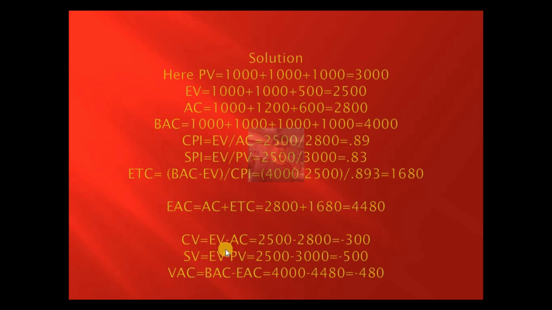Schedule variance is how much we are deviating from the schedule. By the end of day 3 we should have completed three sides. So planned value is 3,000, but we have completed only two and a half sides, so we are 500, or half a side, behind schedule. Variance at completion is how much we will deviate from our budget at the end of the project. This is budget at completion and estimate at completion. Putting these values in, we will spend 480 rupees more than we budgeted for this project.